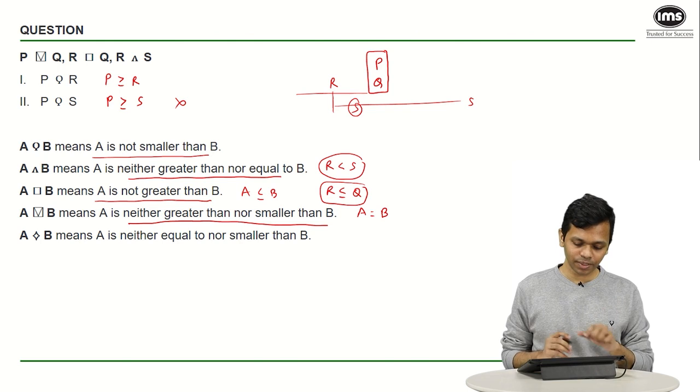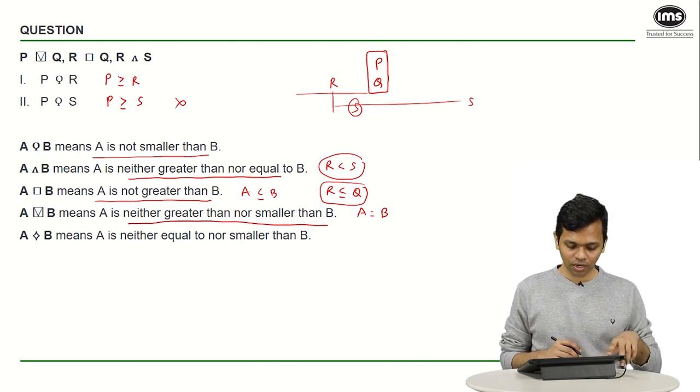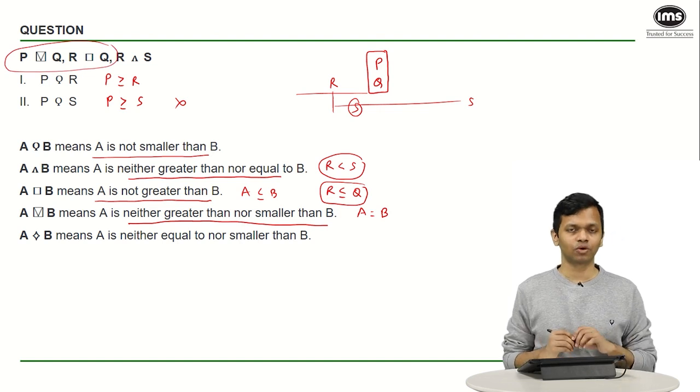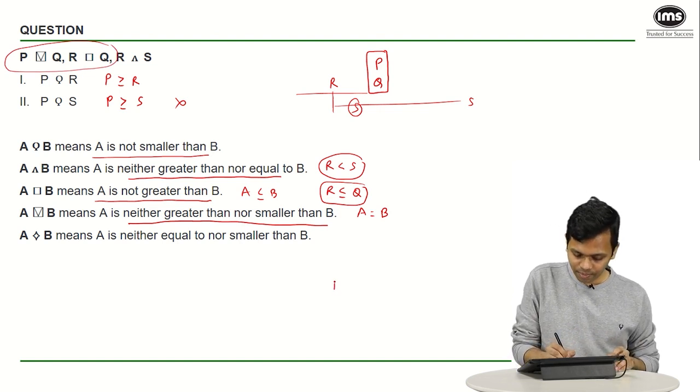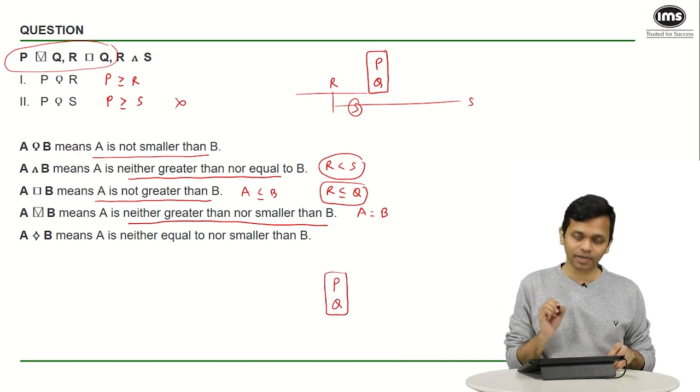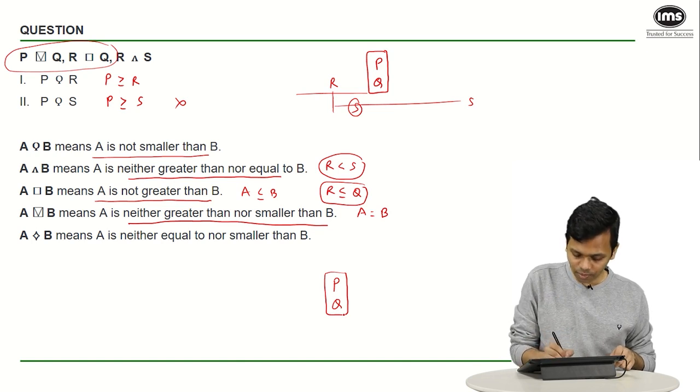The first one says P greater than or equal to R. Now think of the first two that we had drawn while we were solving this question. We had written P is equal to Q, right? So they are one and the same. And we know that Q is greater than or equal to R, which means one possibility is this, that R is identical.